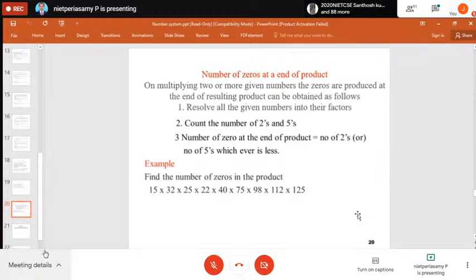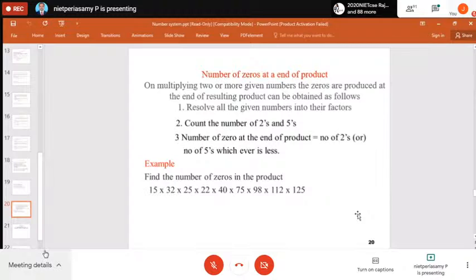So this can be discussed in an example. Consider the number 15 into 32 into 25 into 22 into 40 into 75 into 98 into 112 into 125. When you multiply all these numbers, definitely you will get a very big number. In that very big number, you'll have some zeros at the end of the resulting number.